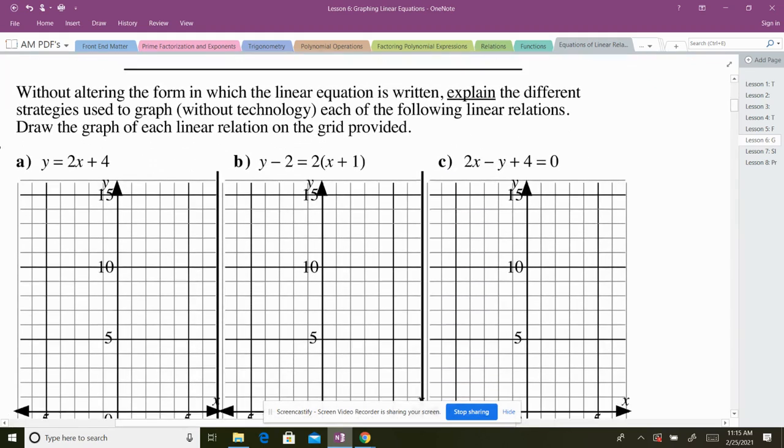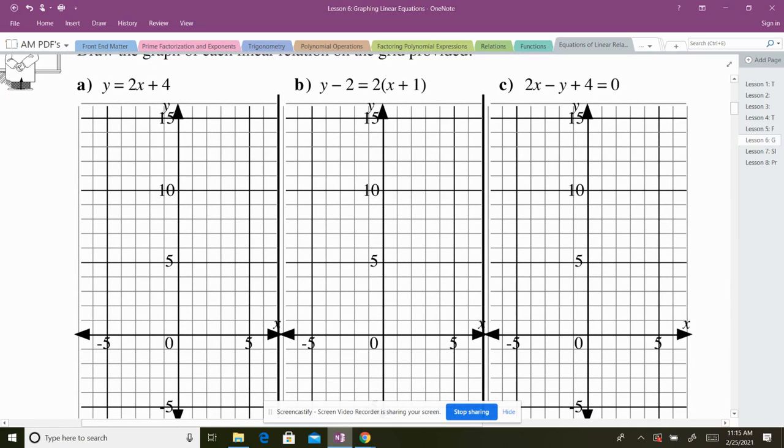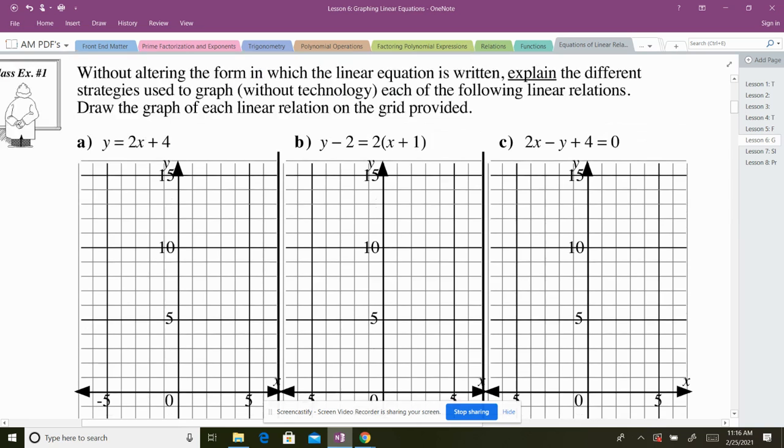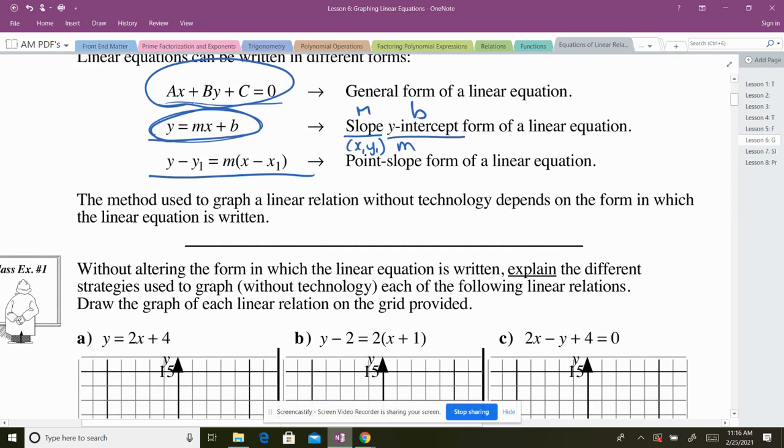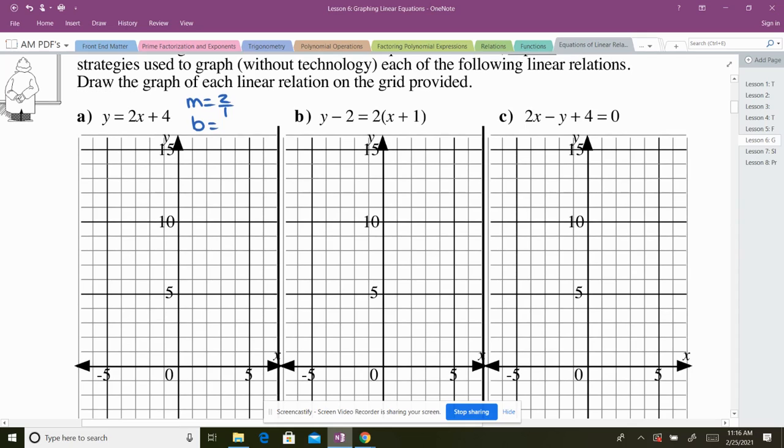All right. So practice graphing. We've done a bit of this. Y is equal to 2x plus 4. We want to sketch the graph of this. What form is that in of those three equations? Yeah, the middle one, right? So what is our slope? 2 over 1 or 2. What's our y-intercept? 4.